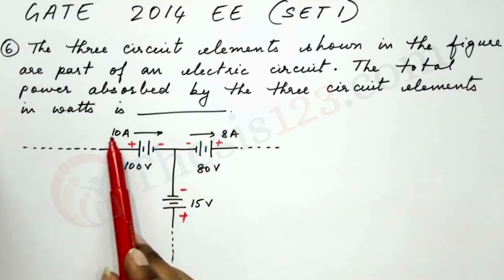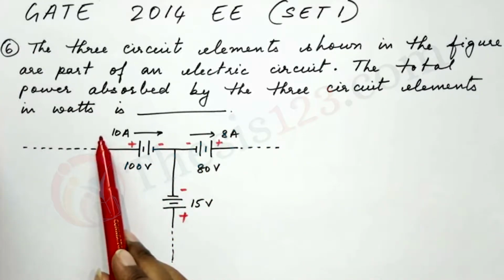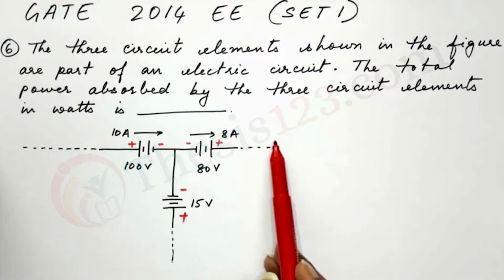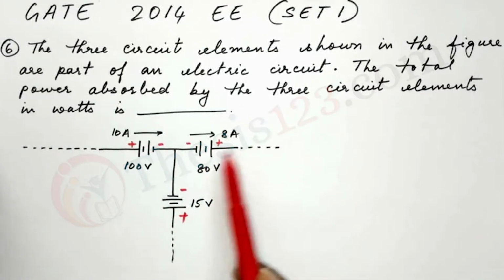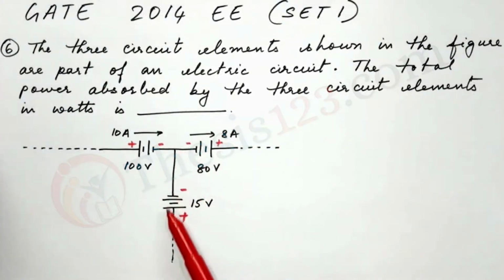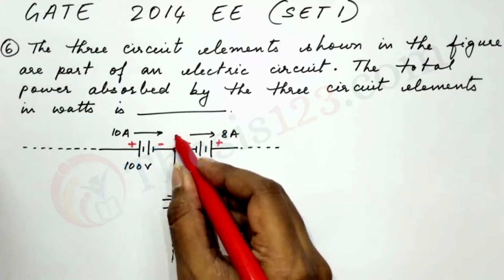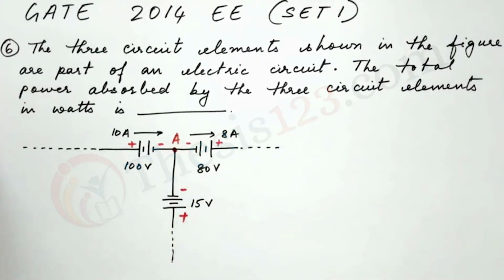Now, if there is a 10 amp of current flowing this way and 8 amps passing through the second source, then how much would pass through this branch over here? Now consider this node. Let's call it node A. Now recall the basic Kirchhoff's current law. What does that statement say?